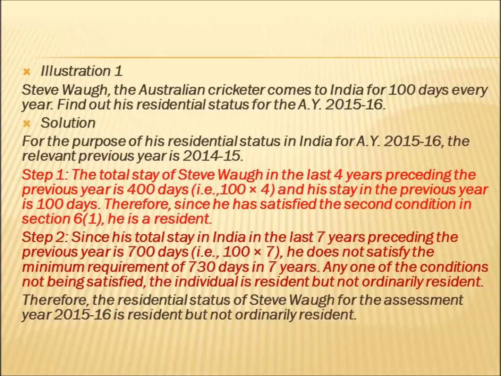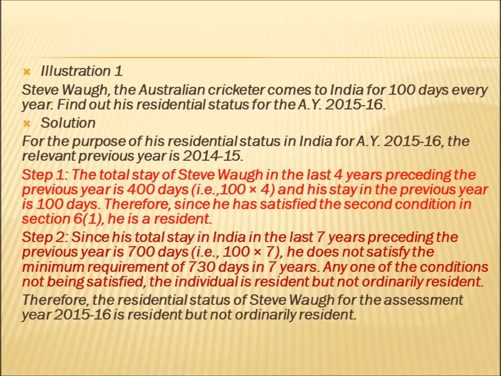So he is not satisfying one condition, and it is given that we have to satisfy both the conditions for being an ordinarily resident. Since one of the conditions is not being satisfied, the individual is resident but not ordinarily resident. Therefore, the residential status of Steve Waugh for the assessment year 15-16 is resident but not ordinarily resident. So you get it, how we calculate and how we determine the residential status.